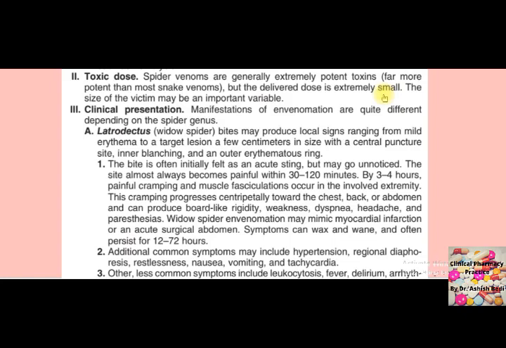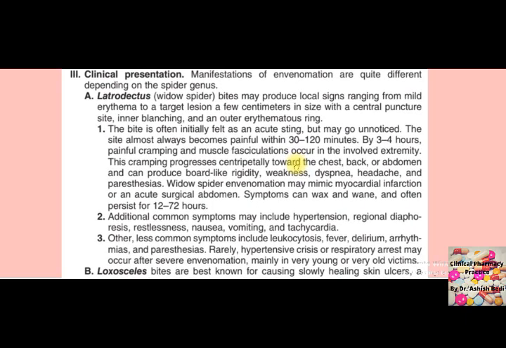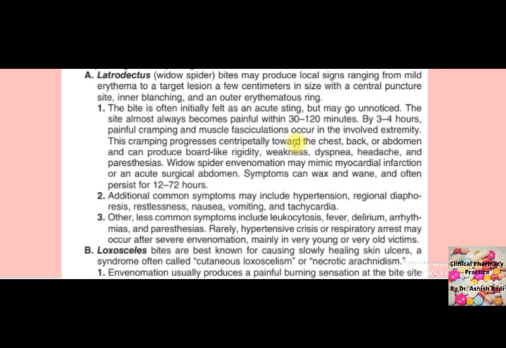But it doesn't mean that their venoms are not potent toxins. They are more potent than snake venoms, in the case of scorpion as well as in the case of spider venoms. The size of the victim may be an important variable. Clinical features. Now we'll move towards clinical features.